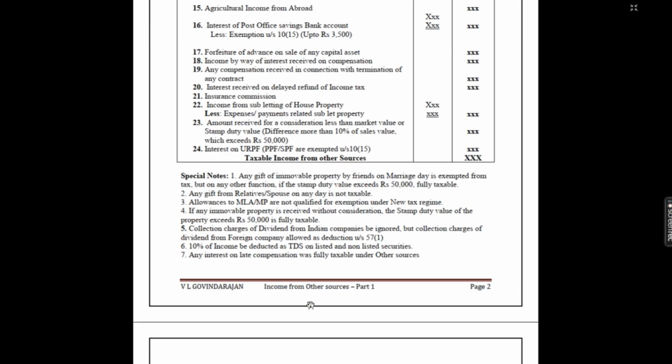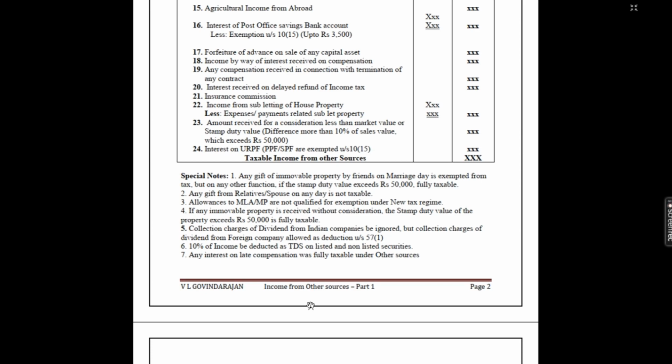Allowances to MLA and MP are not qualified for exemption under the new tax regime. If any immovable property is received without consideration, and the stamp duty value of the property exceeds 50,000, it is fully taxable. Collection charges of dividend from Indian companies will be ignored, but collection charges of dividend from foreign companies are allowed as deduction under section 57 subsection 1.